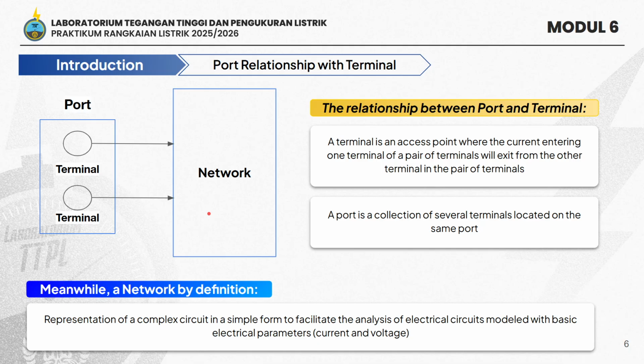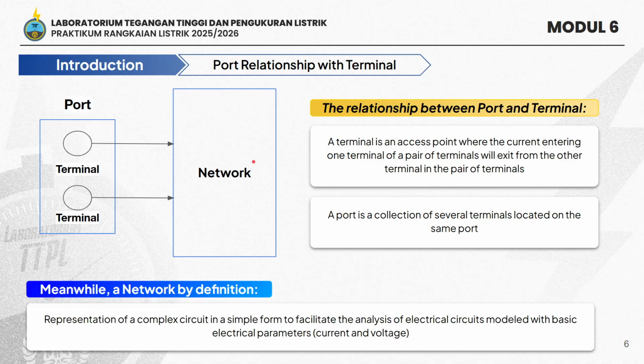Next is port relationship with the terminal. Before we discuss the port relationship with terminal, we have to know the definition of terminal, port, and network itself. So what is a terminal? Basically, a terminal is an access point where the current entering one terminal of a pair of terminals will exit from the other terminal in the pair of terminals.